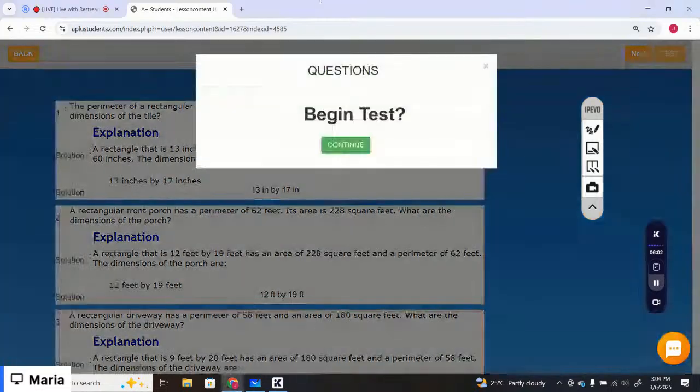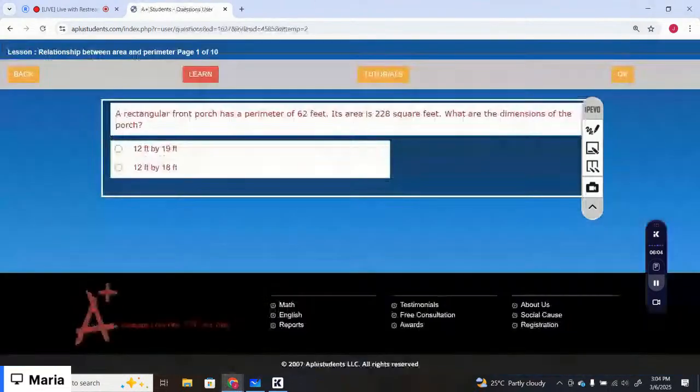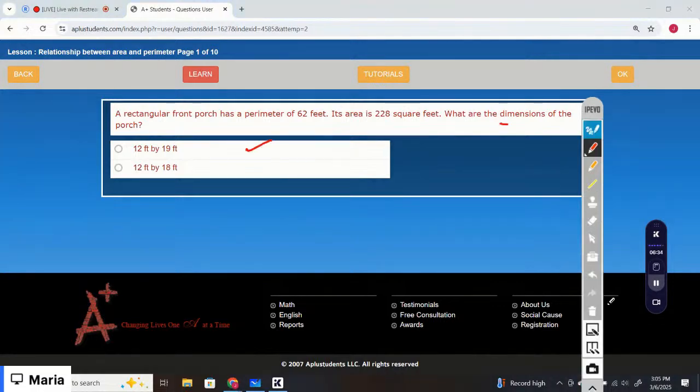Let's start with the test questions. A rectangular front porch has a perimeter of 62 feet and an area of 228 square feet. What are the dimensions of the porch?